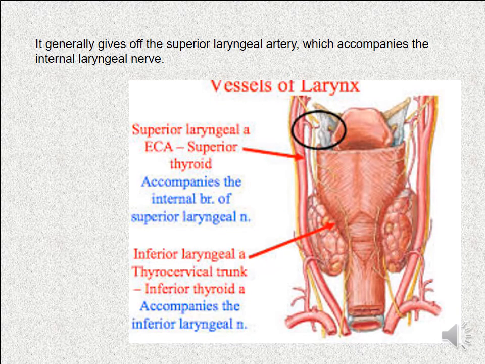It gives off the superior laryngeal artery, which accompanies the internal laryngeal nerve. These are the vessels of the larynx: the superior laryngeal artery and superior thyroid artery, and the inferior laryngeal artery, through the cervical trunk, the inferior thyroid artery, and it accompanies the inferior laryngeal nerve.